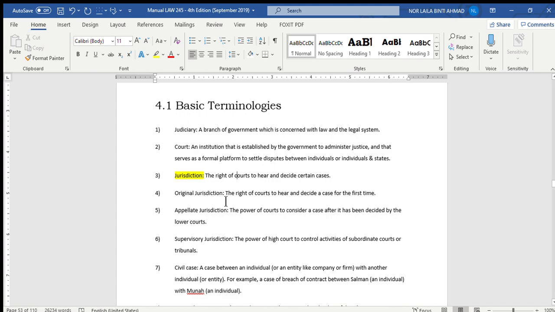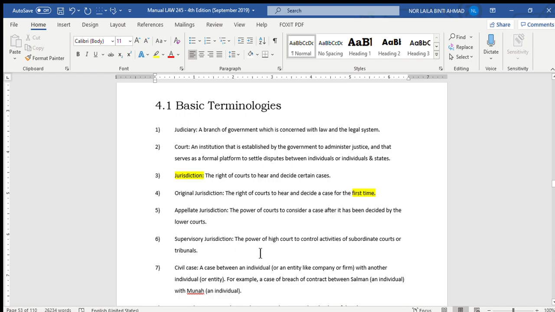Next, original jurisdiction. This is the right of courts to hear and decide a case for the first time. Take note of the words first time. Appellate jurisdiction is the power of courts to consider a case after it has been decided by the lower court. What is lower court? Lower court derives from subordinate courts, session courts and magistrate courts. So appellate jurisdiction here is only possessed by the superior courts.